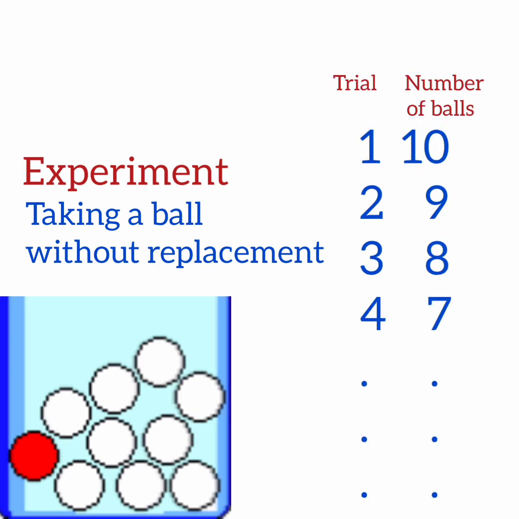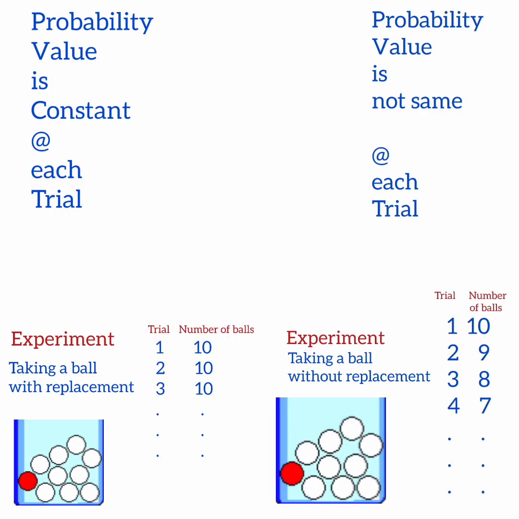Next, taking a ball without replacement case. Here at each trial we are taking one ball, but we do not replace that ball into the urn. Therefore, the number of balls at the first trial is 10, at the second trial it will be 9, and at the third trial it is 8. Successively, the number of balls will be reduced by 1 because at each trial we are taking one ball out and then keeping it with us, not putting it into the urn.